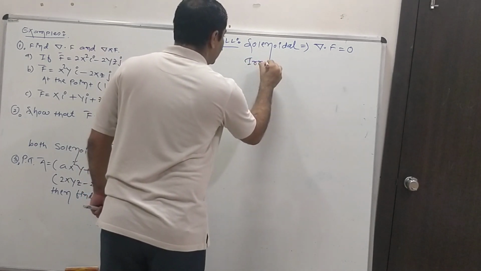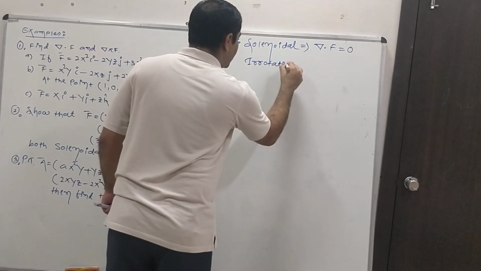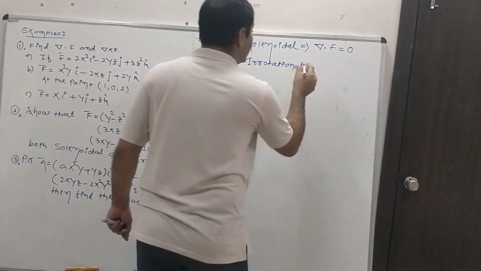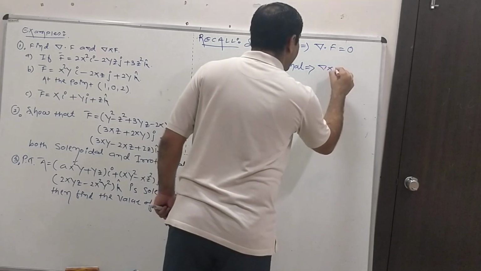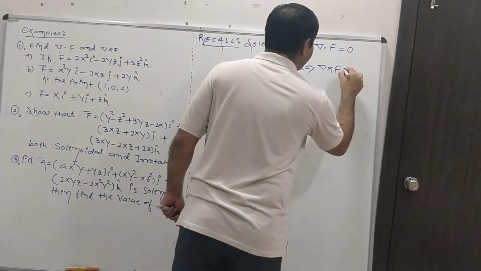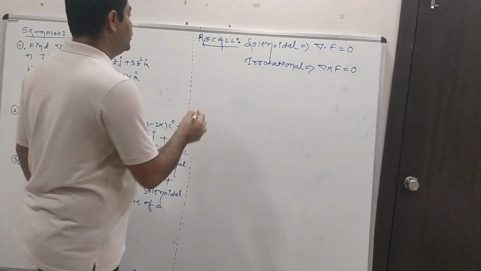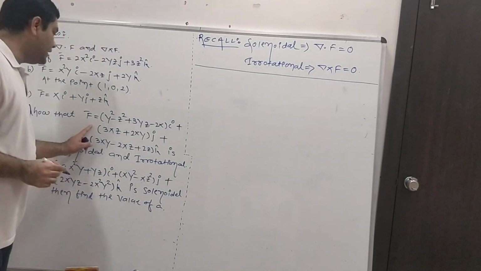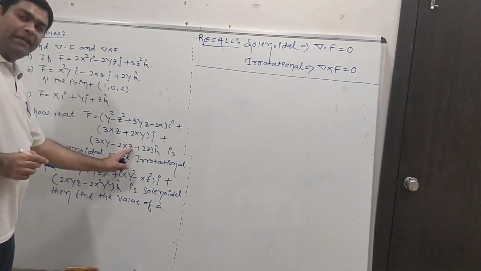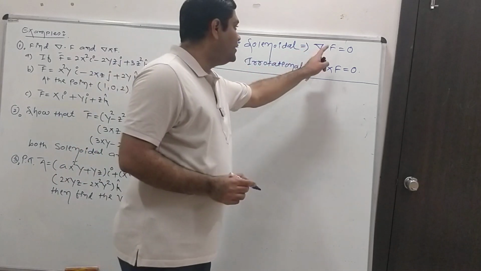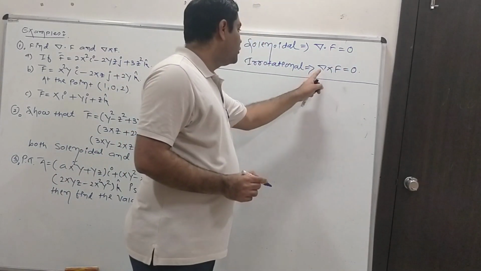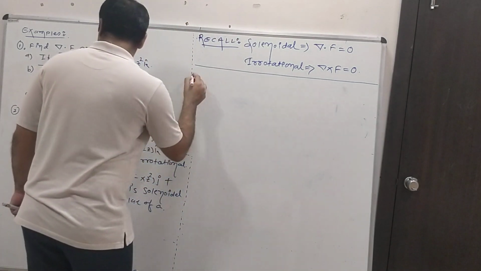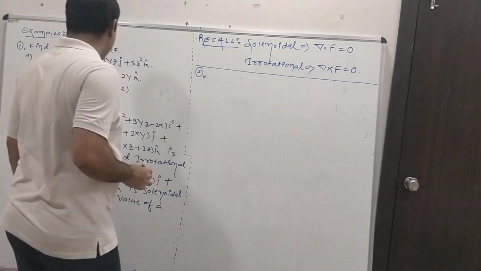Irrotational, when we can say that the vector is irrotational, जब कर्ल की वैल्यू 0 है, so del cross f is equals to 0. So we'll prove that this function is solenoidal as well as irrotational. So first we'll prove del dot f is equals to 0, then we'll prove del cross f is equals to 0, students. Okay, we'll start example number 2.